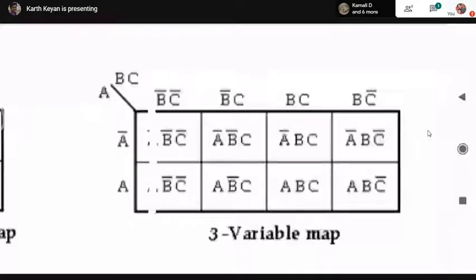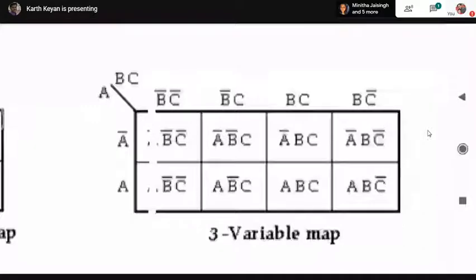Okay, so what is the equivalent value for the first cell, A bar, B bar, C bar? It is 0. What is the equivalent for the second cell? 0, 0, 1. If the bar is there, that variable is 0. If the bar is not there, that variable is 1. So 0, 0, 1 becomes 1. Next, the third cell in the first row, 0, 1, 1, is equivalent to 3. The first row, last cell, 0, 1, 0, is equivalent to 2. So the first row is 0, 1, 3, 2. Similarly the second row is 4, 5, 7, 6.